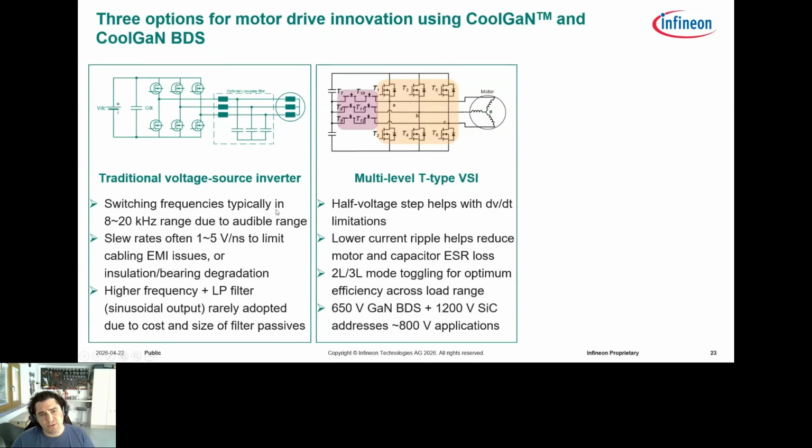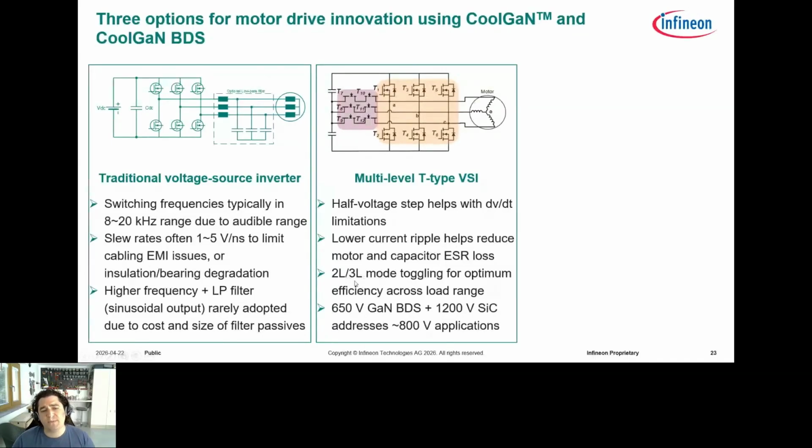Now, compared to the traditional VSI, this is going to help you a bit with the DVDT limitations, because you're only going to be switching half the voltage. So if you have a 400 volt battery, you're only switching 200 volts every switching event. Because the voltage you're switching is lower, the current ripple is lower. That current ripple is going to reduce your losses in the motor. It's going to reduce your losses in the capacitors and the ESR of the input caps. So you're going to have better efficiency because of this lower current ripple.